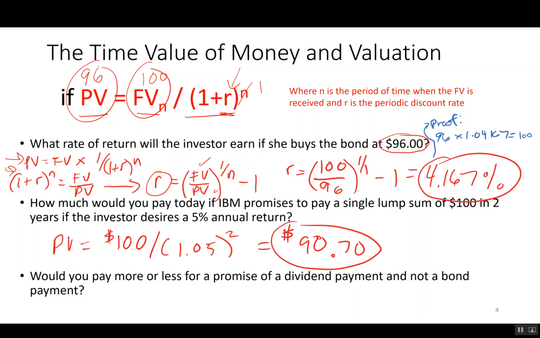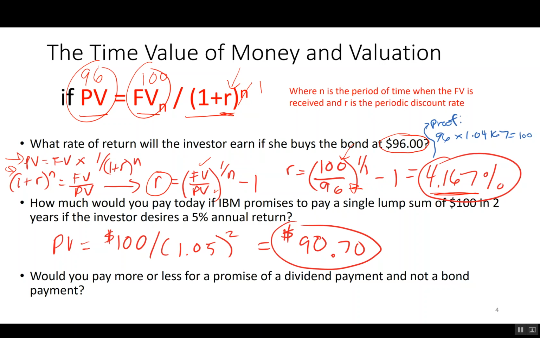So back to our question. If you paid $96 today, the present value, for a promise of $100 next year, I'll take 1 over my n of 1, and take 100 over 96, to the 1 over 1, minus 1. That gives me a rate of return of 4.167%.